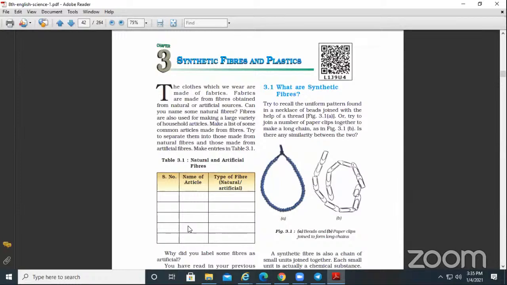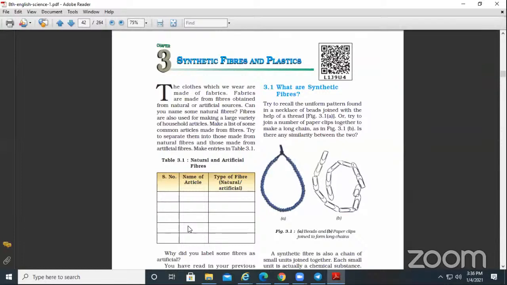When we go for the summer, first I will say what the natural fibers are. Natural fibers are cotton, woolen, jute, and silk. Where will we get cotton from? Cotton we will get from the plant, and jute we will also get from plants. When we go for the woolen and the silk, we will get them from animals.